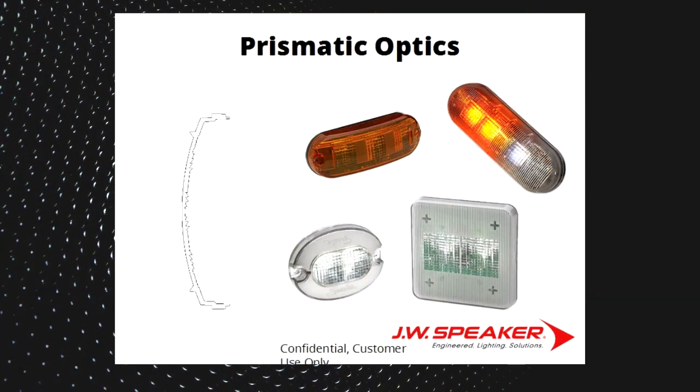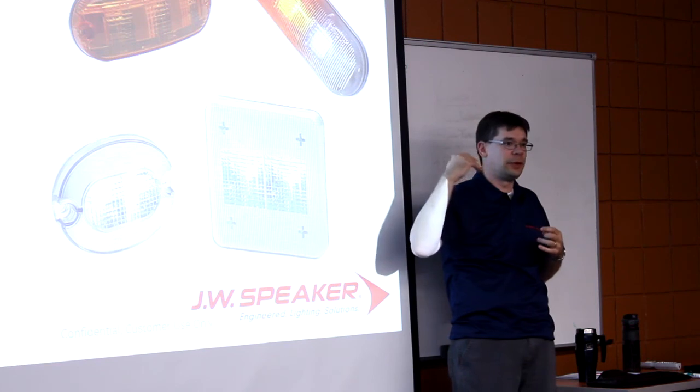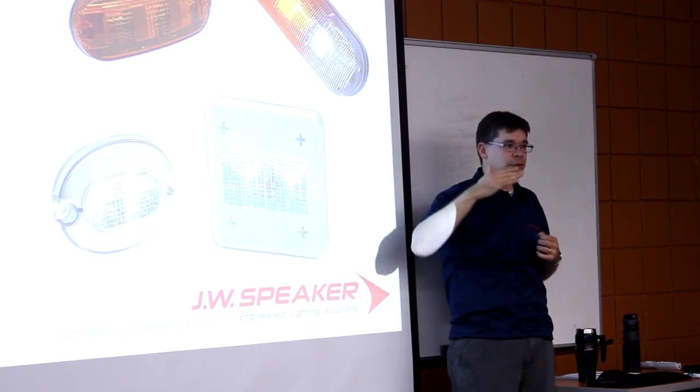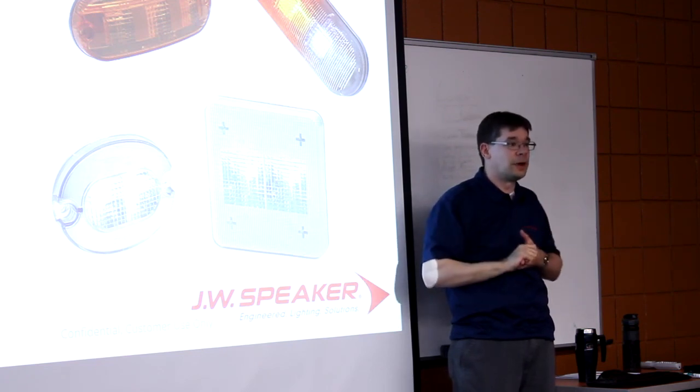Prismatic optics are like pillows, except they're a lot more complicated. So instead of just putting a radius to spread things, a prismatic optic is basically a very specific surface that we're putting in place to get the light to go exactly where we want it to go.